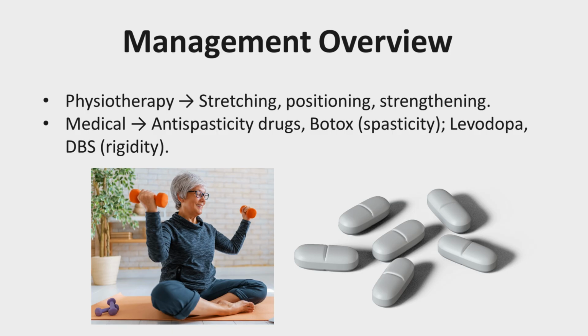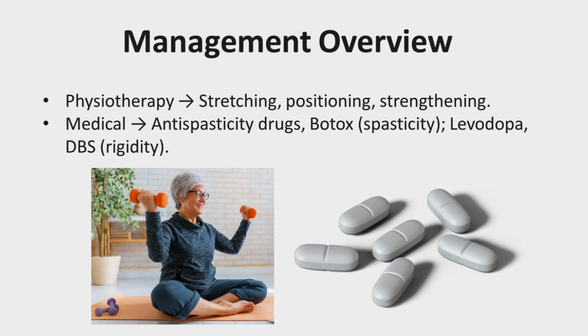Finally, this slide provides a management overview for both spasticity and rigidity. It includes physiotherapy, which involves stretching, positioning, and strengthening exercises. Medical treatments mentioned include antispasticity drugs and Botox for spasticity, while levodopa and deep brain stimulation are noted for rigidity. This slide provides a general overview of the approaches to managing these two neurological conditions.